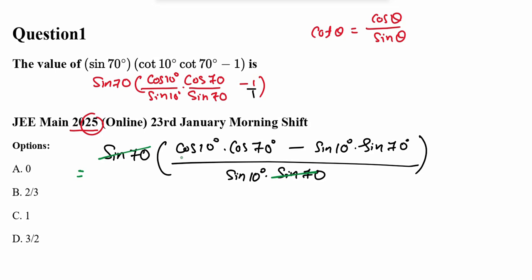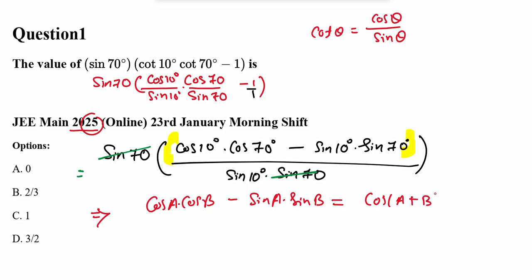Now if you observe this carefully, you can see this becomes a formula, right? Which formula? This becomes the formula of cos a into cos b minus sin a into sin b. That is nothing but, yes, very good, you all know this formula, that is cos of a plus b. Perfect.